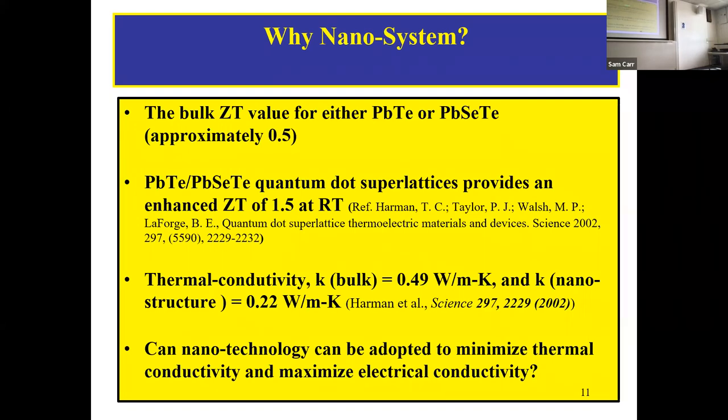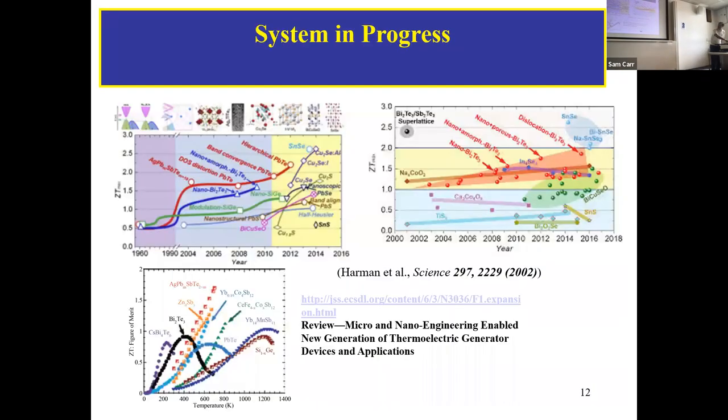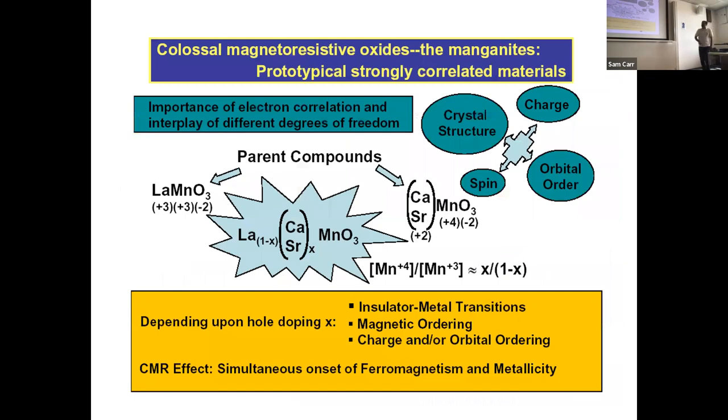And then, why not nano systems? The same material used in a bulk system has a ZT value of 0.5, and the nano is 1.5, so almost a 3 times increase in the ZT values. Similarly, the thermal conductivity is also reduced, which we needed. These are the different people's studies in different systems. Here are the techniques. Now, how to play with those two parameters.